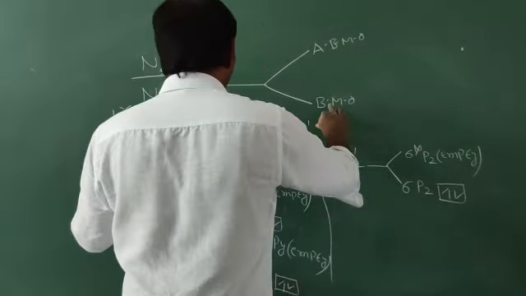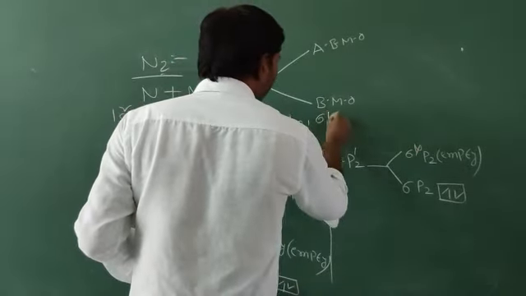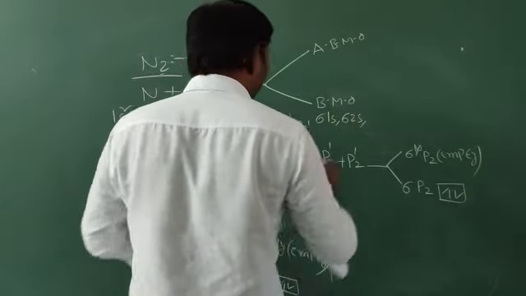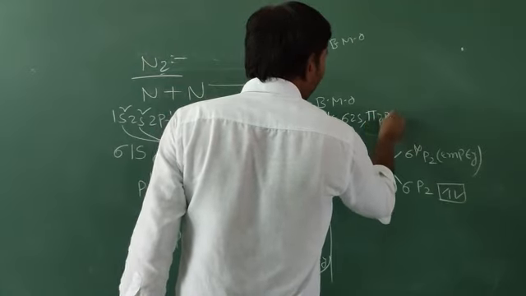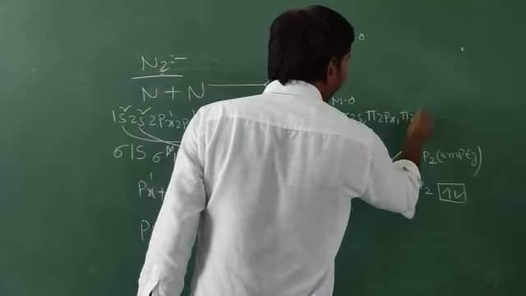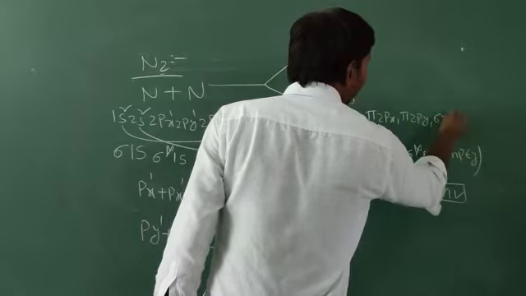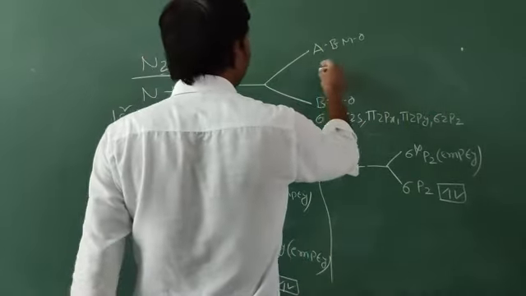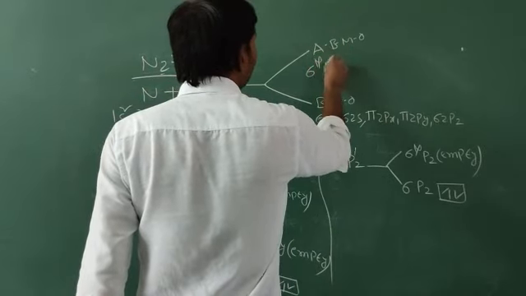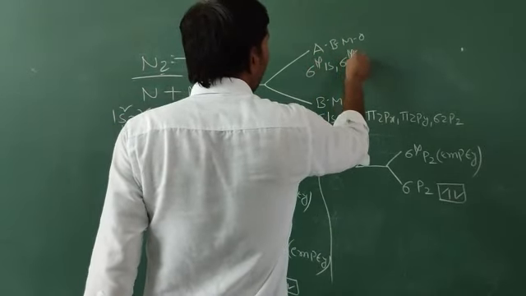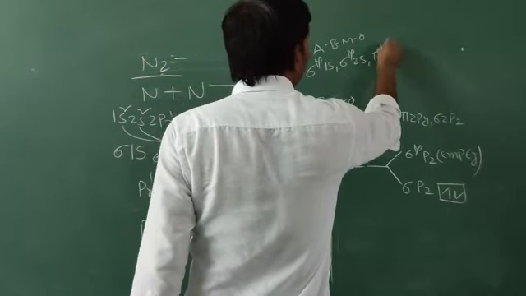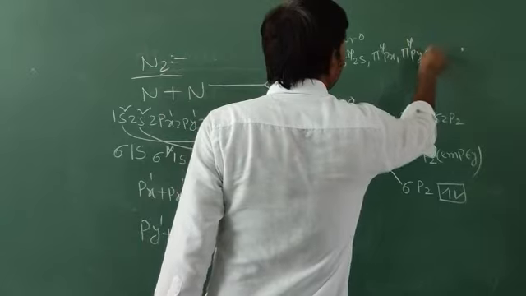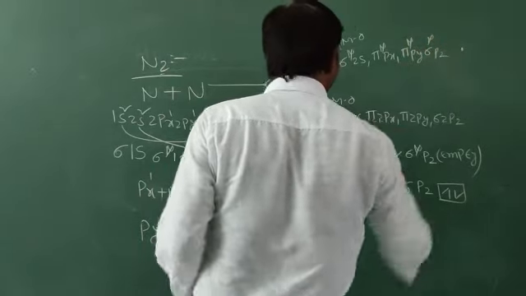In nitrogen, how many bonding molecular orbitals? Sigma 1s, sigma 2s, pi 2px, pi 2py, sigma 2pz. The antibonding molecular orbitals for nitrogen are sigma star 1s, sigma star 2s, pi star px, pi star py, sigma star pz.